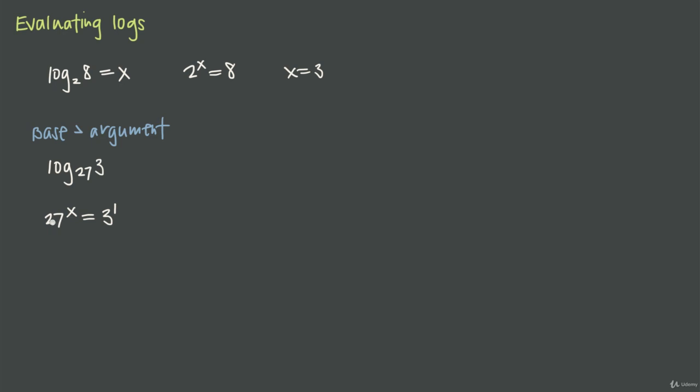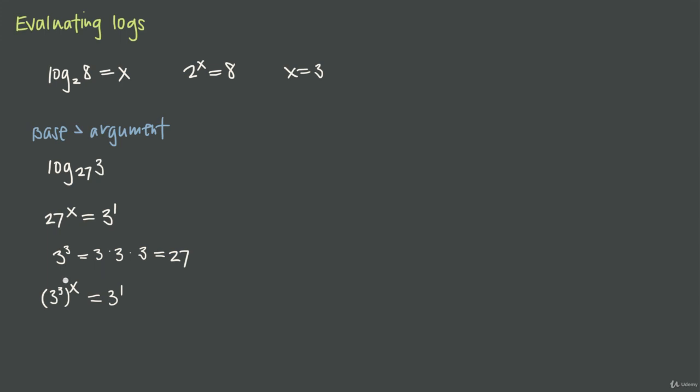So here's what that looks like. 27, we know, is actually 3 to the third power, because 3 to the third is 3 times 3 times 3, or 3 times 3 is 9, 9 times 3 is 27. So 3 to the third is 27. So we can actually rewrite 27 as 3 to the third. We want to go ahead and put it in parentheses just to keep everything clean here. So we'll replace the 27 with 3 to the third. We still have the exponent of x, and then we get 3 to the 1 over here on the right.